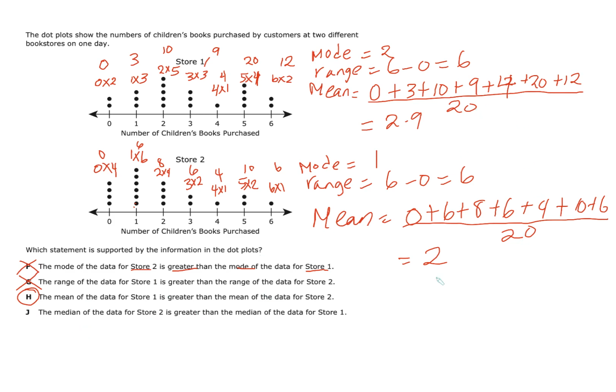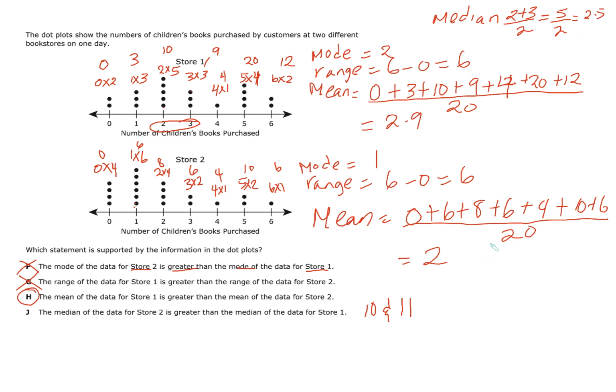Now both of these have 20 data points, which means that for your median, you're going to have to add the two middle numbers and divide by 2. And those two middle numbers will be the 10th and the 11th data point. So we're going to start counting. 1, 2, 3, 4, 5, 6, 7, 8, 9, 10. So it's the 10th and the 11th. So your median for store 1 would be 2 plus 3 divided by 2. So that's 5 divided by 2, which is 2.5.